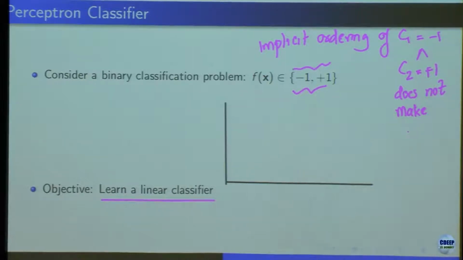I won't say it makes much difference, because it's just two classes. The ordering actually starts mattering when you have multiple classes, right? So let us say we use red for negative and blue for positive.